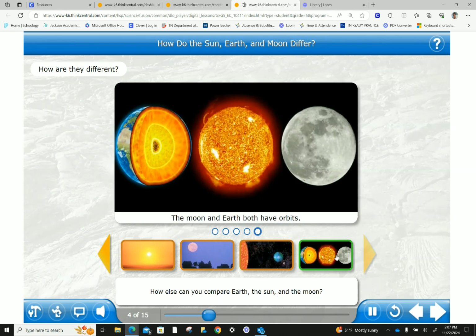How else can you compare Earth, the Sun, and the Moon? Think about their composition. The Sun is a fiery ball of gas, while the Moon and Earth are dense and rocky. All three have magnetic fields, although the fields have different shapes and locations. While the Moon has almost no atmosphere, Earth has an atmosphere that supports life.